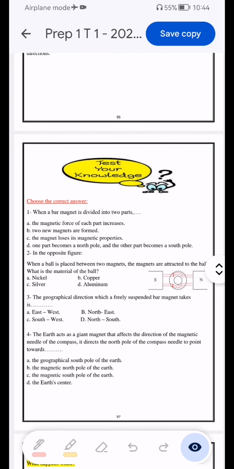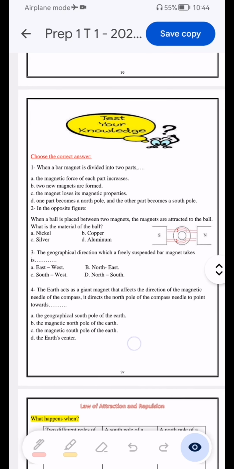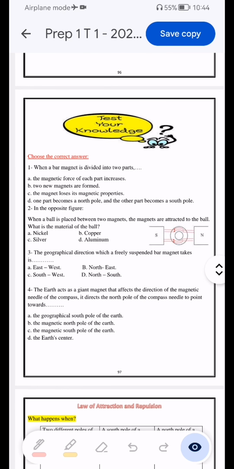Okay? Look at these questions. Choose the correct answer. When a magnet is divided into two parts, we said that when we divide a magnet, we will get new magnets that each have two poles also. So we will choose B.